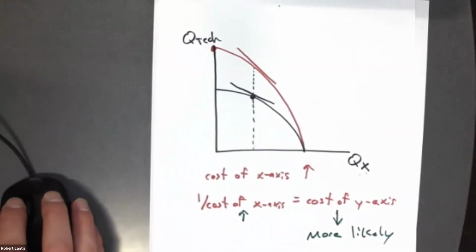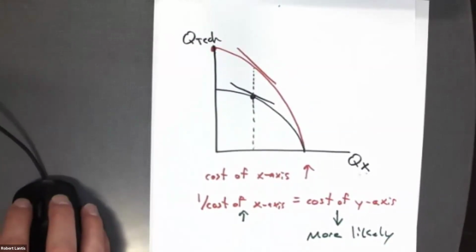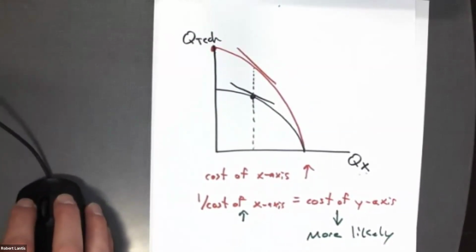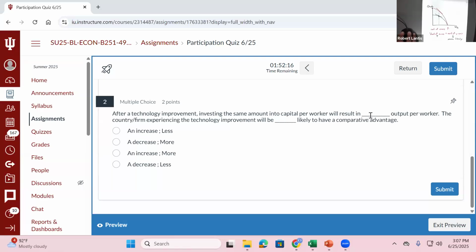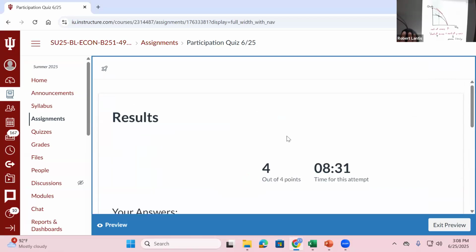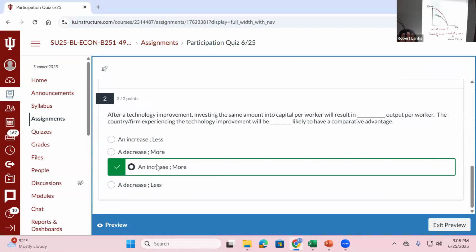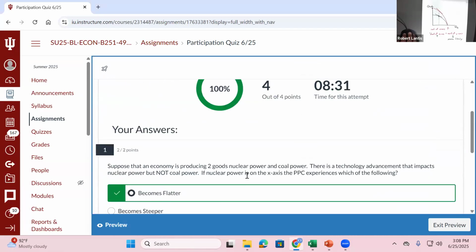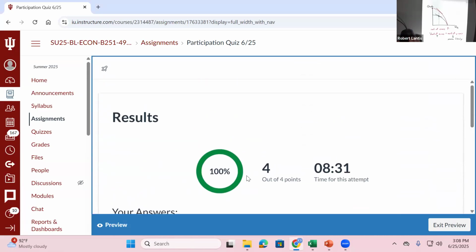Any questions there before we keep moving? Okay, so it's going to be what? We said it's going to increase the output per worker, and they are more likely to have that comparative advantage. So kind of prove this to ourselves, hopefully. Comes flatter, increasing more. Okay, so those will be the answers for the quiz associated with today's content.